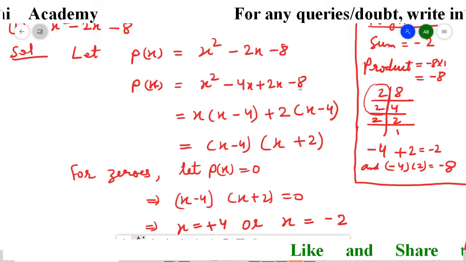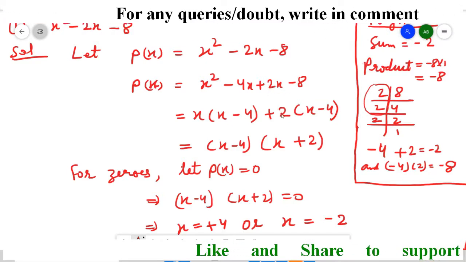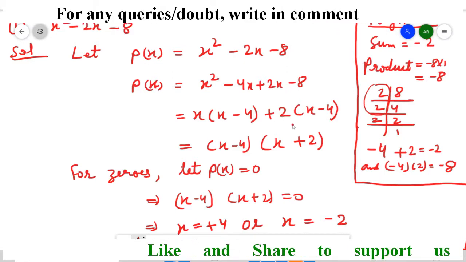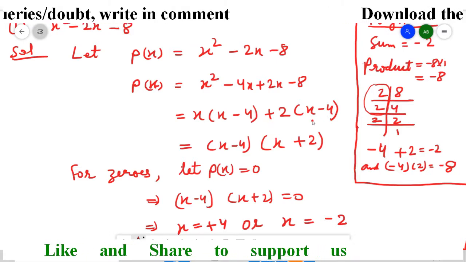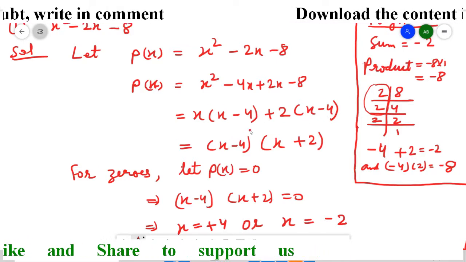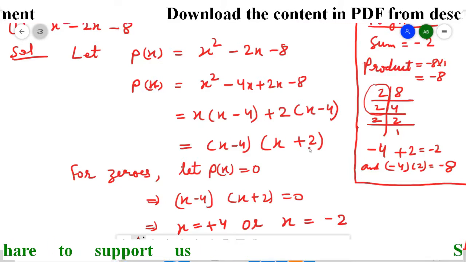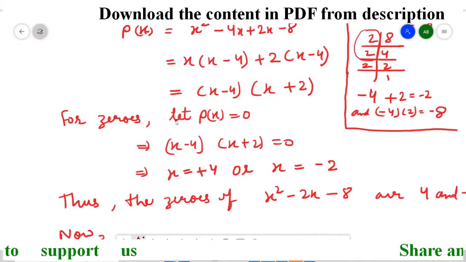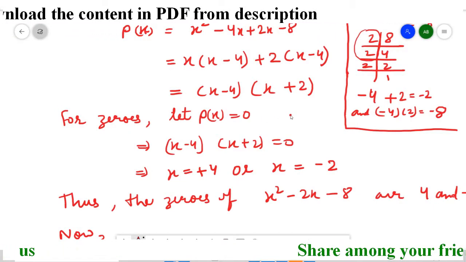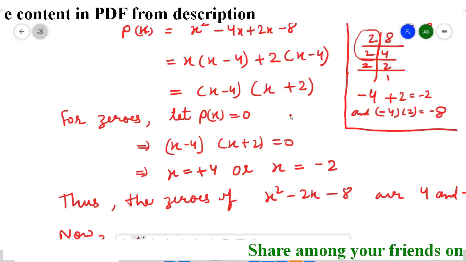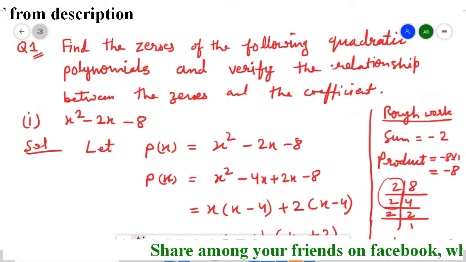Now from these two terms, both numbers are divisible by 2, so take 2 common. So we remain with x - 4. Now these brackets must be the same, and they are the same here, which means this step is correct. Now take this bracket common, x - 4. From here you remain with x, and from here +2. Now, what the question demands is to find the relationship between the zeros and the coefficients. So students, just see the question once, we'll read it again.